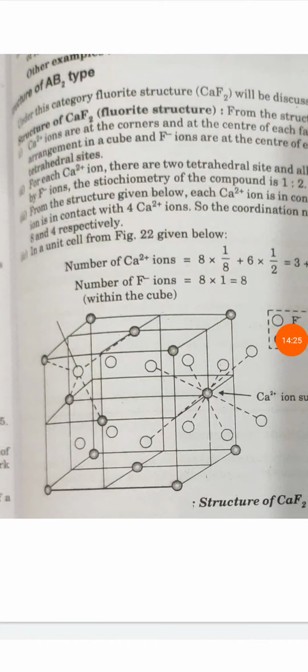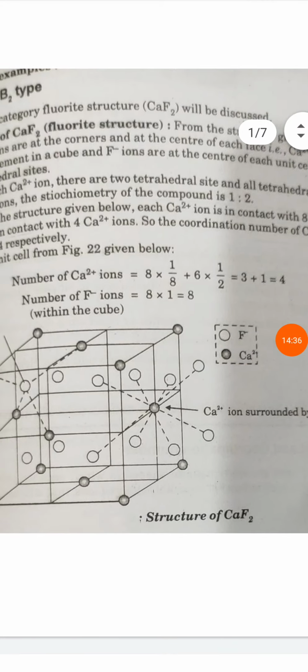From this structure given below, we can say that each calcium ion is in contact with 8 fluoride ions, and each fluoride ion is in contact with 4 calcium ions. So the coordination number of calcium ions and the fluoride ion is 8 and 4 respectively.